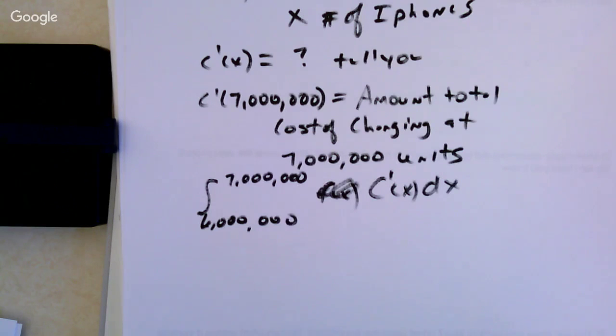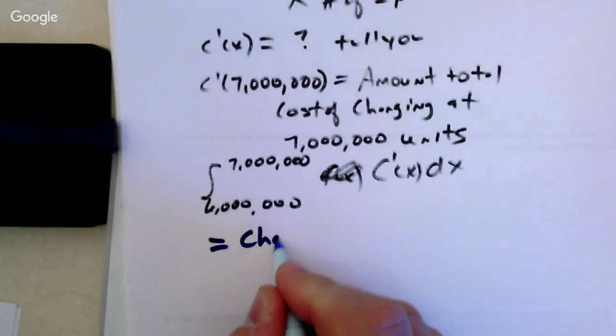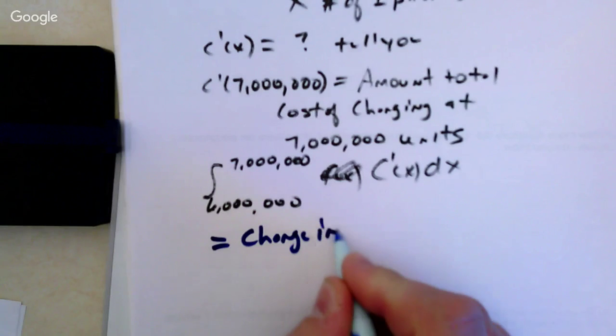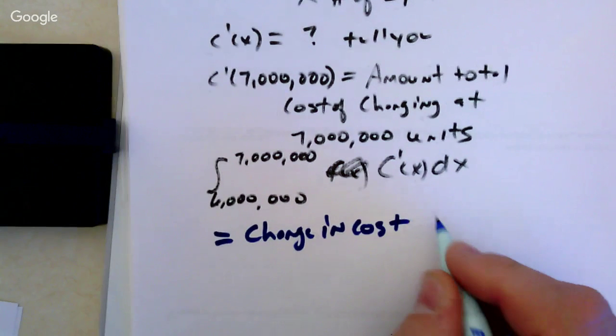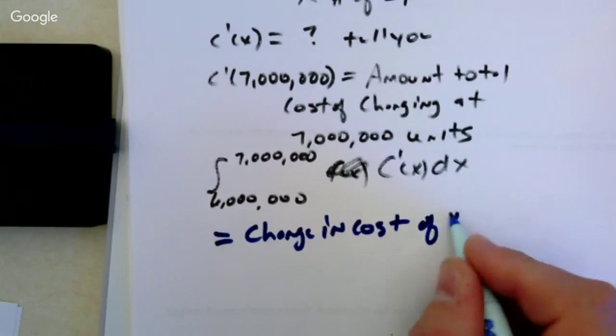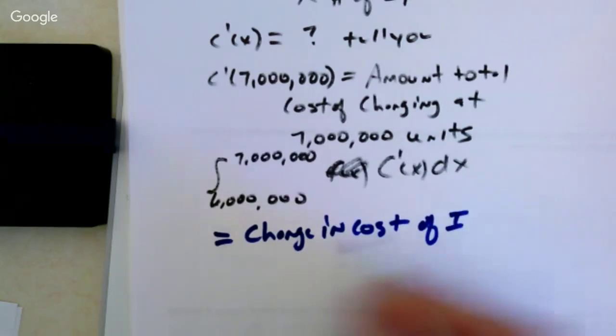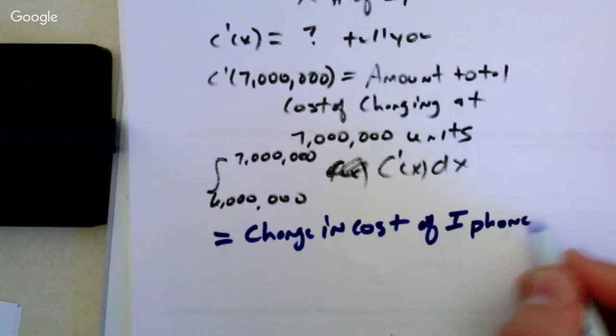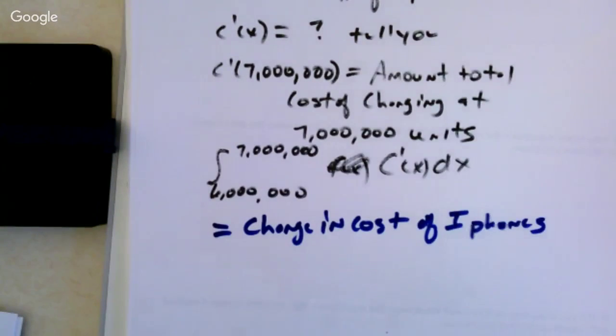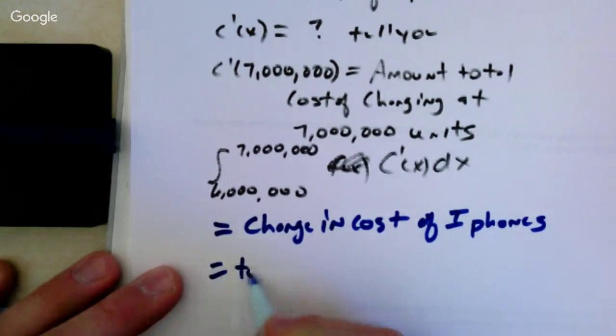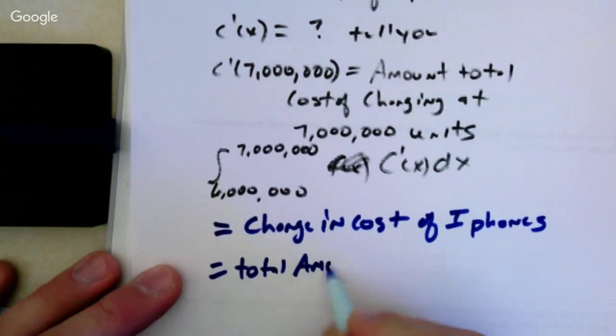Okay. It's probably the change in amount of iPhones. The sum of the amount of money it takes to make that one. Probably the change in the cost of iPhones. You had that the first time I was writing it down. Can you say what you said second? The total amount of money it takes to make that many iPhones.